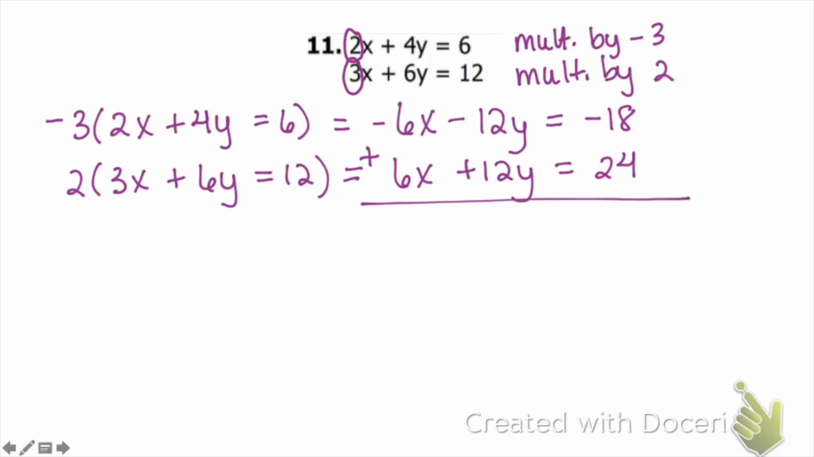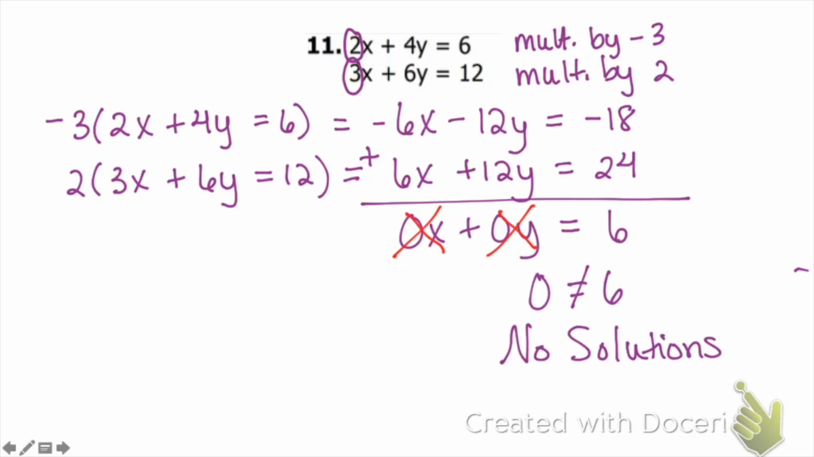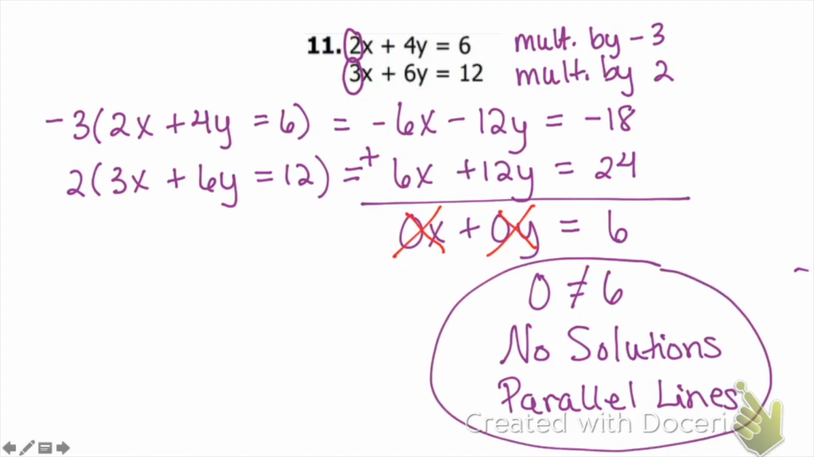So add those two equations together. You end up canceling out both terms because negative 6x plus 6x is 0x, and negative 12y plus 12y is 0y. When you add negative 18 plus 24, you get 6. And 0 equals 6, you can't have 0 equals 6. So that means that the two lines are parallel and there are no solutions because they will never cross each other.